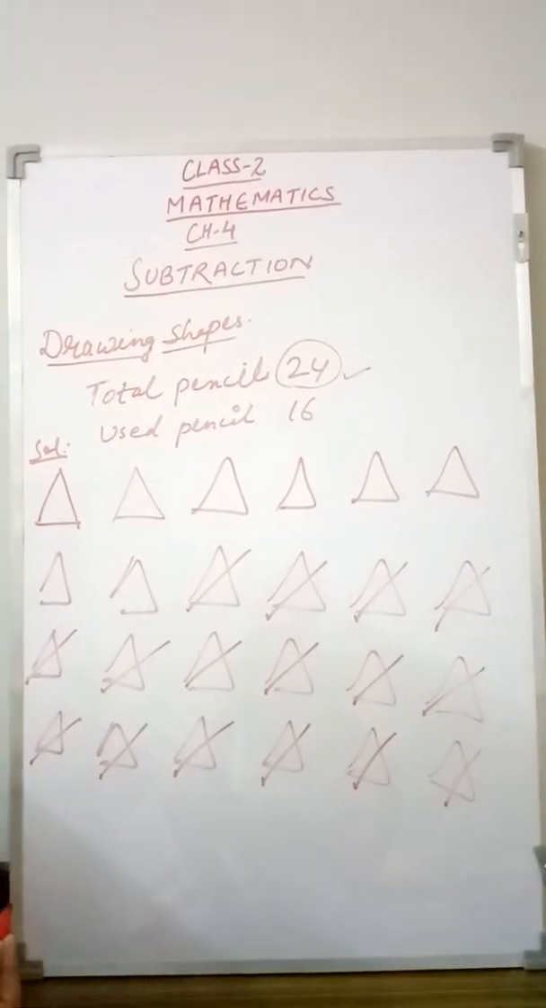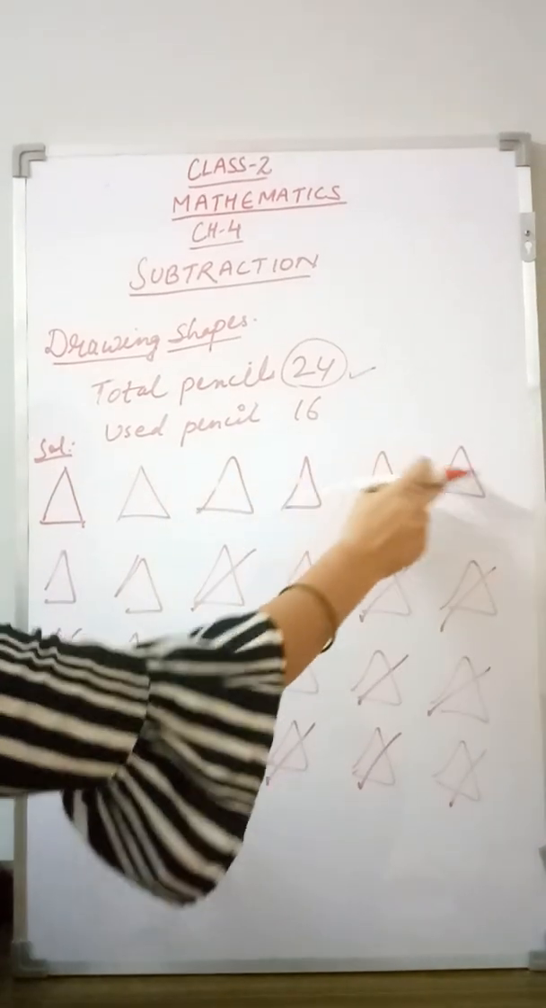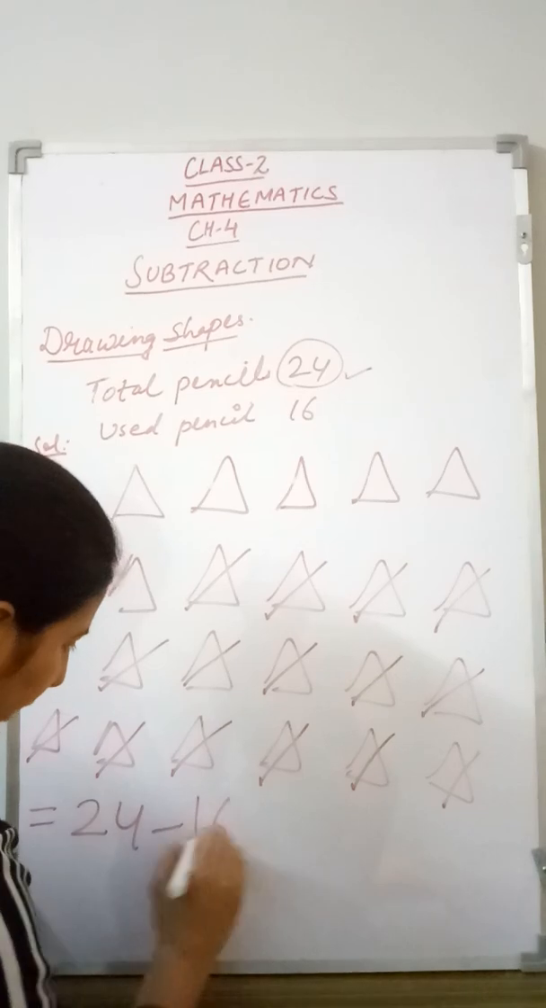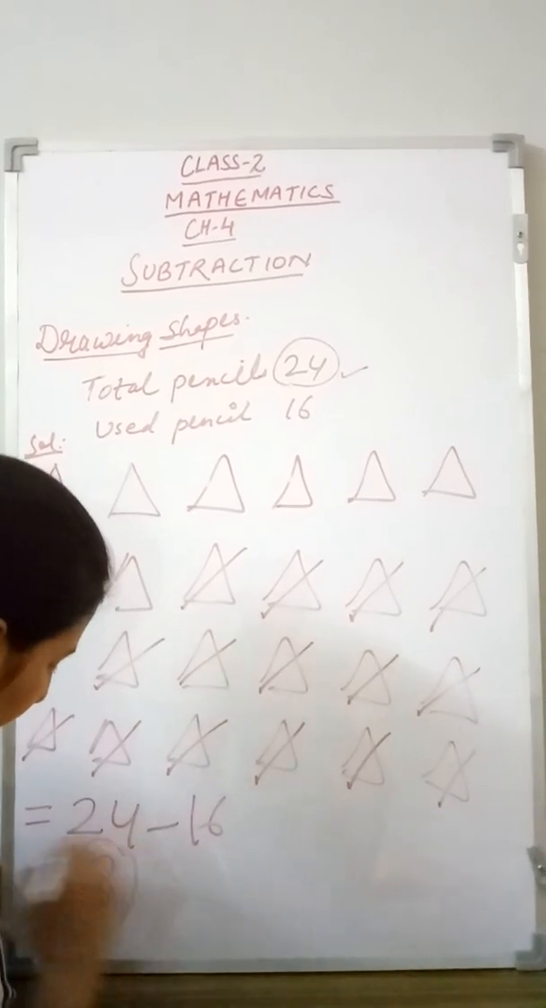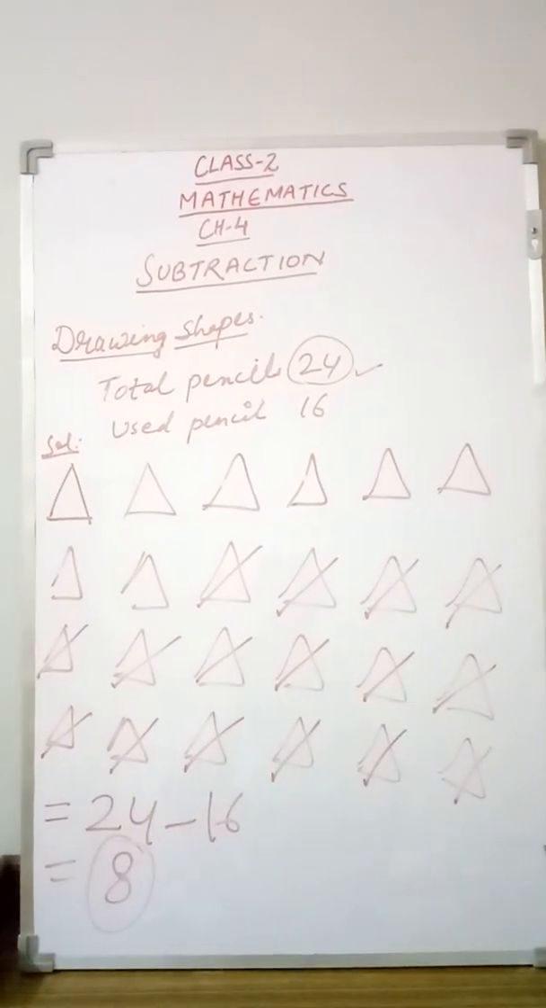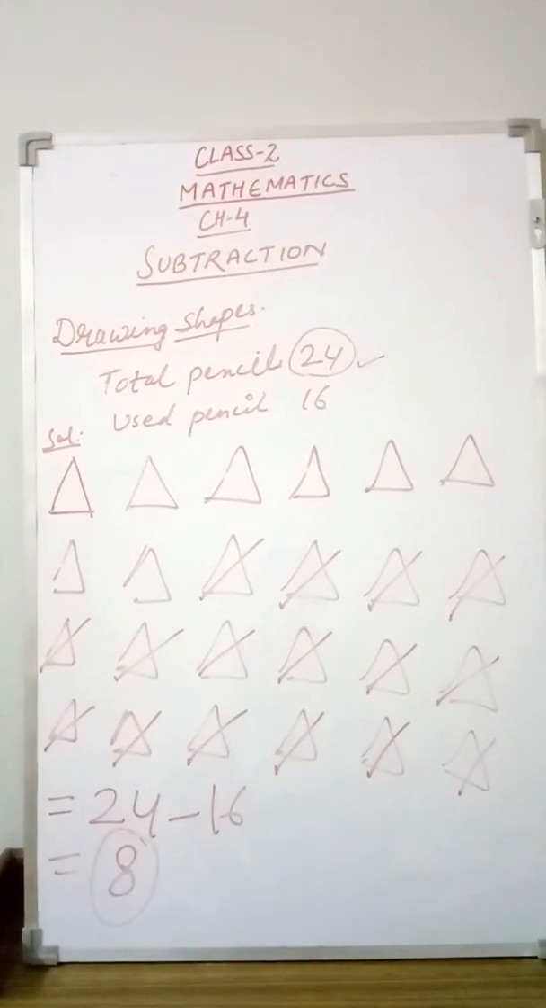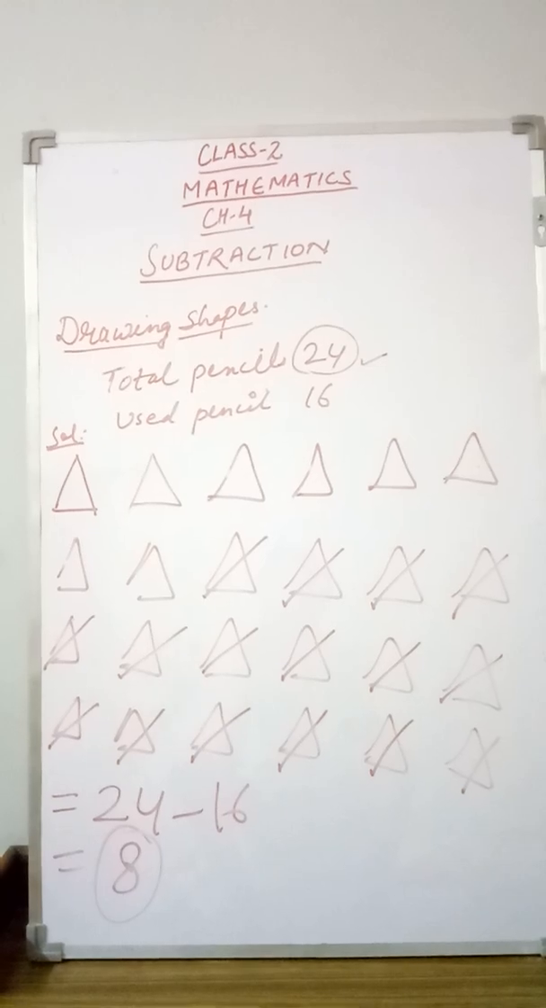Now let's count the remaining triangles. 1, 2, 3, 4, 5, 6, 7, 8. So the answer is 24 minus 16. The 8 is the answer. So 8 pencils are left with me which are unused. So this is the method of drawing shapes to calculate the difference.